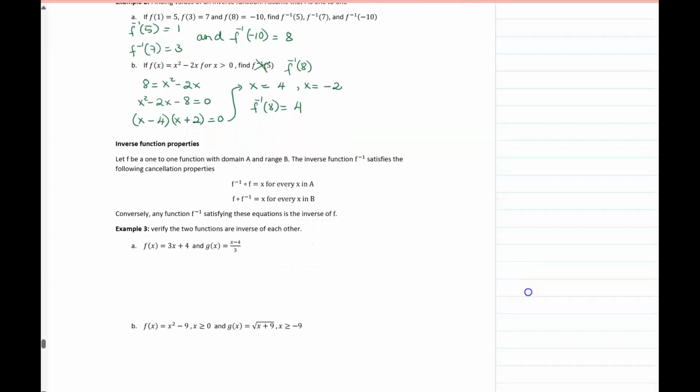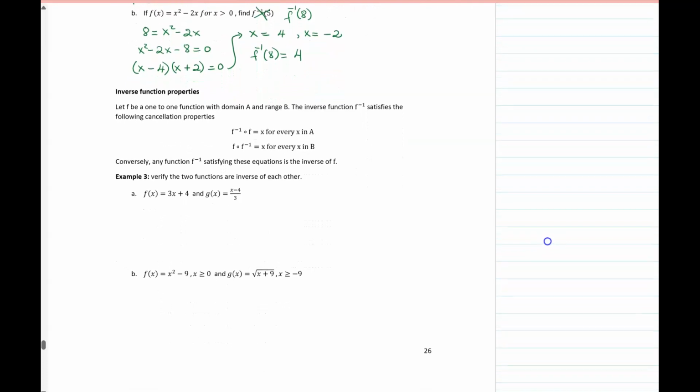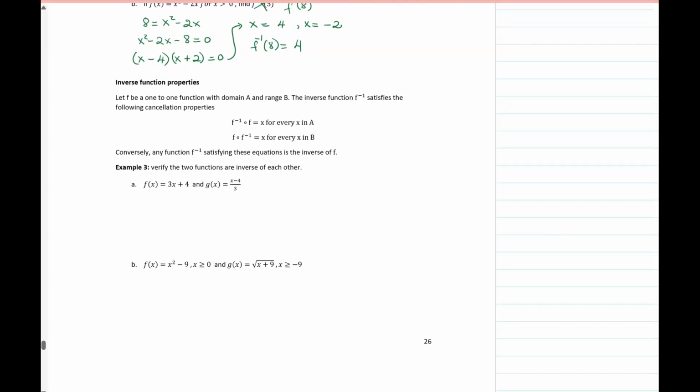Inverse function property. Let f be a one-to-one function with the domain A and range B. The inverse function f inverse satisfies the following cancellation property: f inverse composed with f of x equals x, and f composed with f inverse of x is equal to x for every x in B. Conversely, any function f inverse that satisfies this equation is the inverse of f.